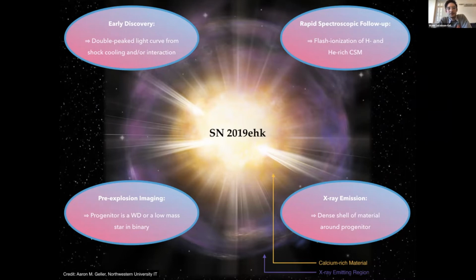And the final thing I'll say is that because it was in M100, there's really this amazing archive of pre-explosion Hubble and Spitzer imaging of the explosion site before the supernova happened. So we were able to make some really nice constraints on the progenitor based on that data set.